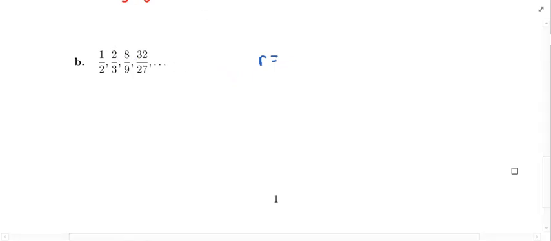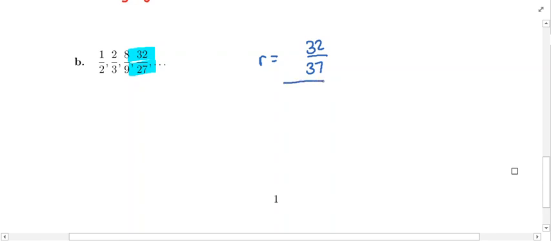I'll go with the last pair here. So if I pick 32/27, that's the fourth term, I need to divide by the term that came before it, which is the third term. So here we are dividing fractions. Remember how you do that. You need to leave the top fraction alone. And I actually wrote the wrong thing here. This is 27. So we need to take 32/27 and divide by 8/9.